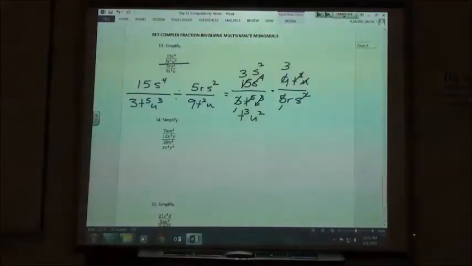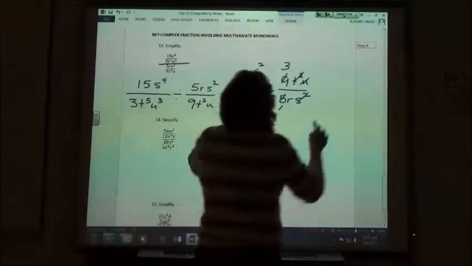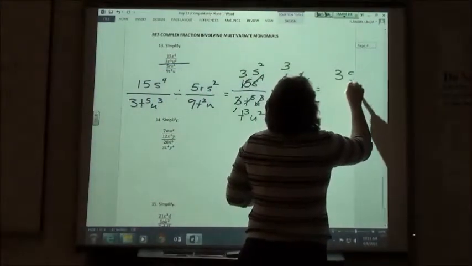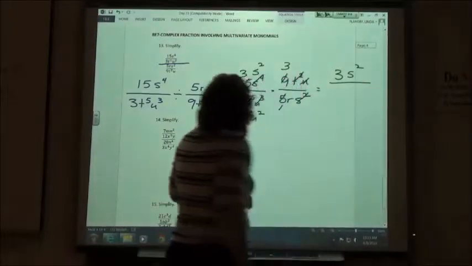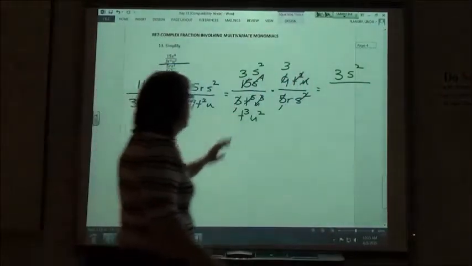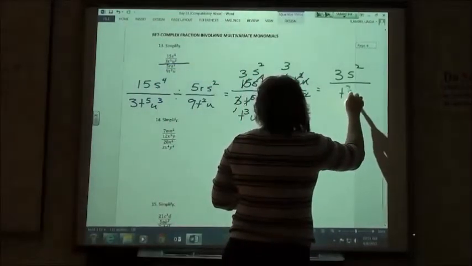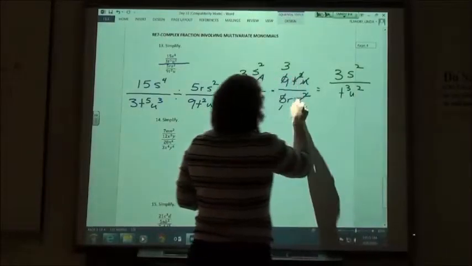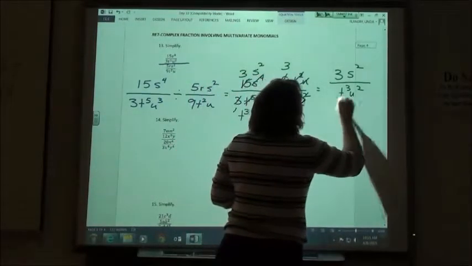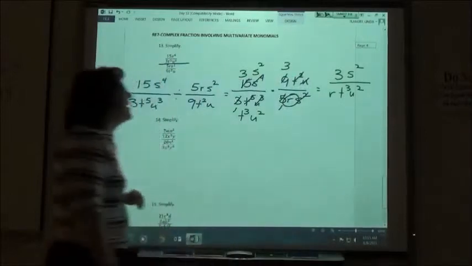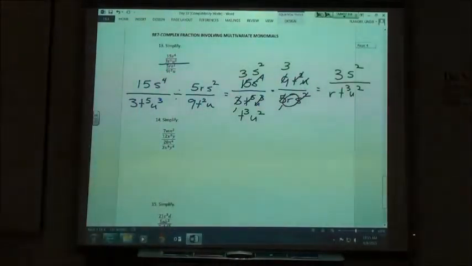So if I can keep track of all that mess and scribbling, on the top I have a 3 and an s squared. On the bottom, I've got a t to the 3rd, a u to the 2nd, and I have this r hiding in there. I'm going to put it in front just because I like it in alphabetical order, not that it makes any difference. Just be careful that you don't forget that little r smushed in there hiding that didn't get canceled out.